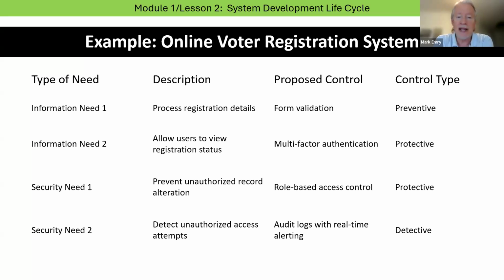The final security need we've identified is to detect unauthorized access attempts or tampering. This would be audit logs with real-time alerting for unusual access patterns. This is the detective control type.